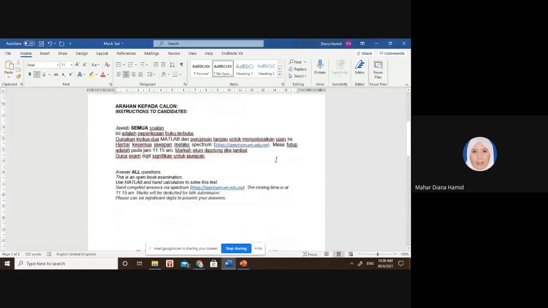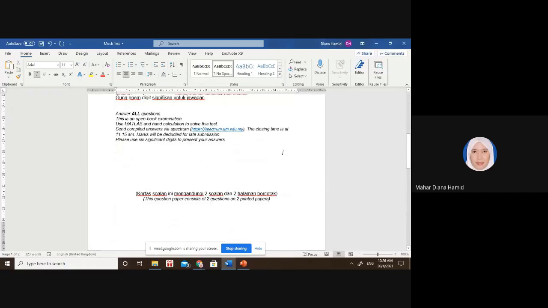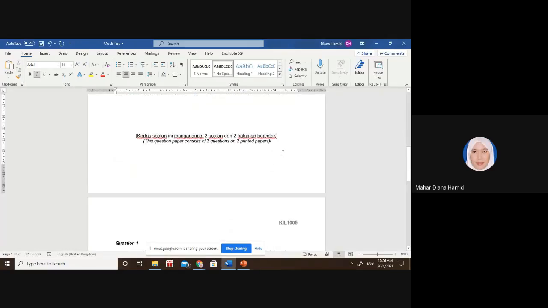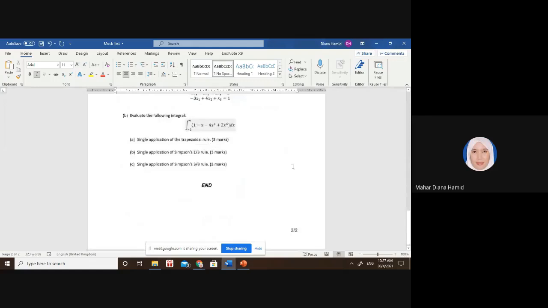And I'm going to post this on Spectrum, and try to do this during the weekend and compare the answers between your hand calculation and your MATLAB calculation. I will not give the answers. You have to discuss this with your friends, or compare it with your MATLAB. If the values are similar, then you can confirm your answer as the correct one. So this is for your test.